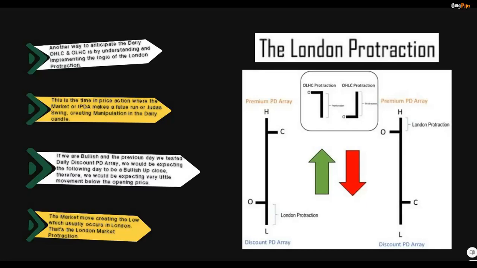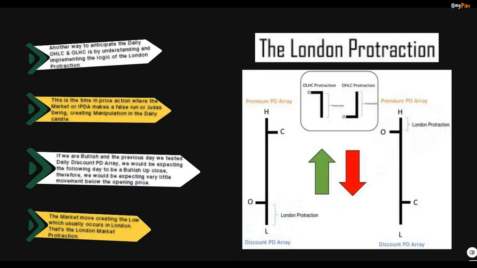If we are bullish and the previous day we tested a daily discount PD array, we would be expecting the following day to be a bullish up close. Therefore, we would be expecting very little movement below the opening price. That is the lower wick, that is the London Protraction, that is the manipulation. So either we use this to enter at the best prices possible, or we use it to avoid dangerous price zones. Do you understand what I'm saying?